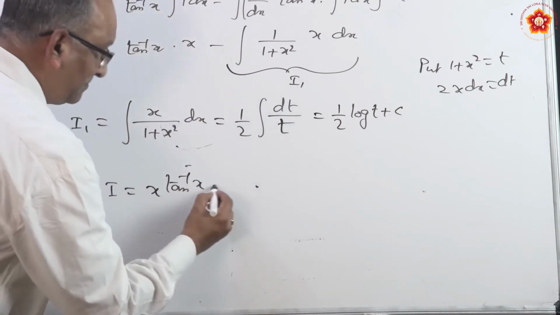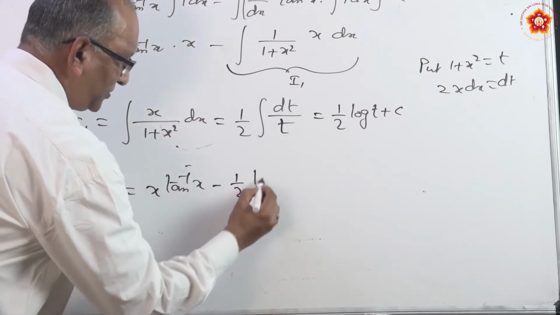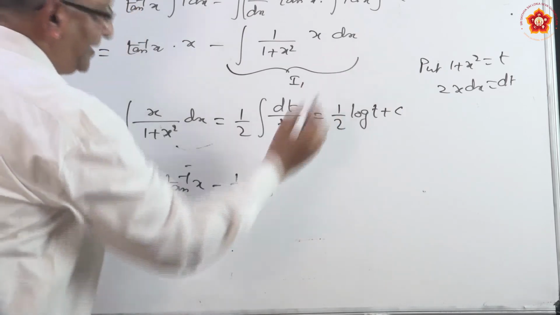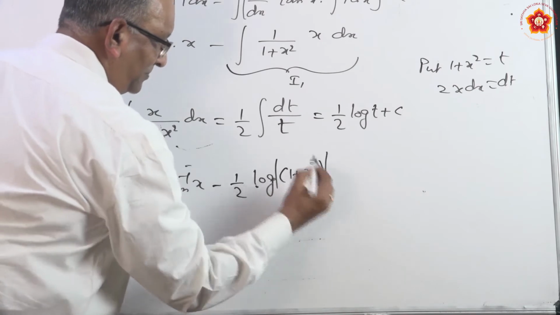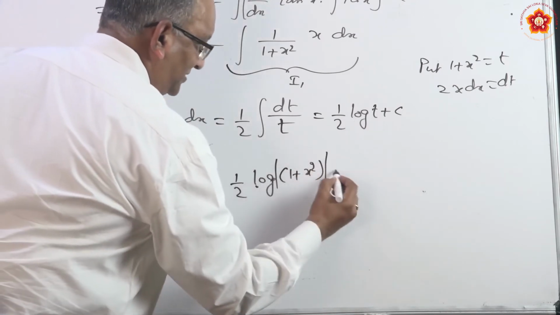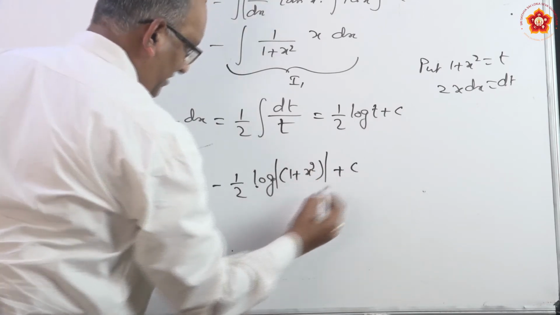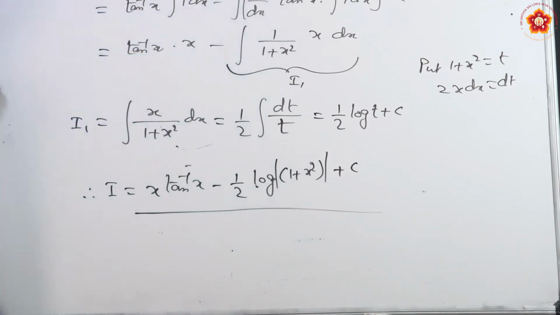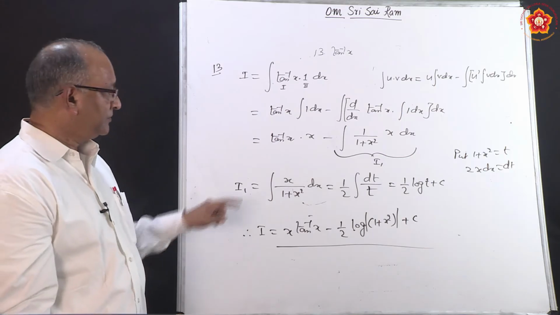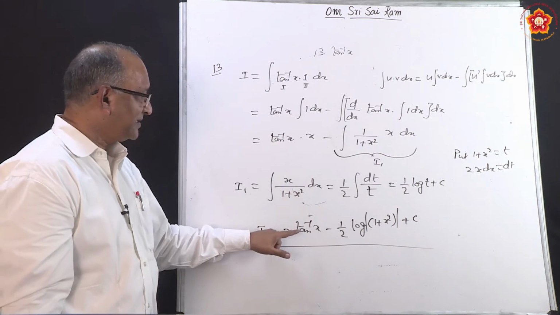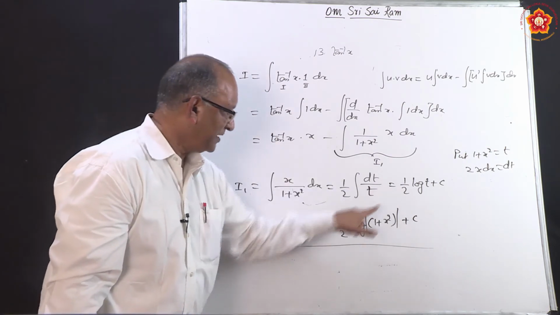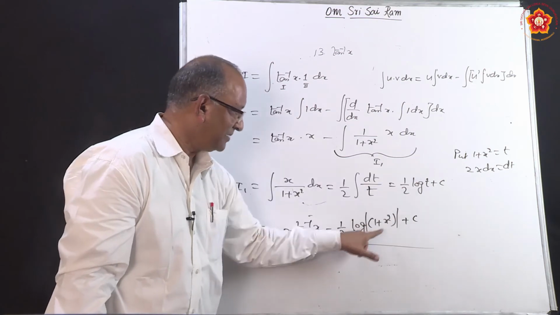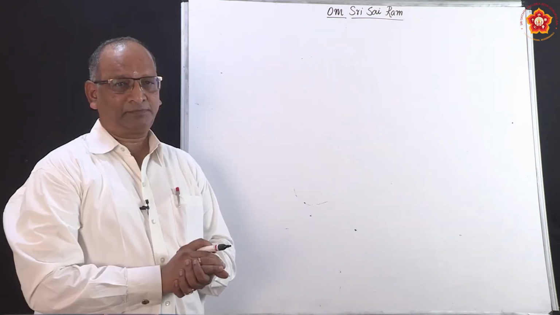So, what is that you are going to get? You are going to get minus 1 by 2 log t. What is t? 1 plus x square. You can put it in modulus because log is only for positive numbers. So, this is the answer. X into tan inverse x minus, as it is, the value of this is 1 by 2 log t. What is t? 1 plus x square, plus c.